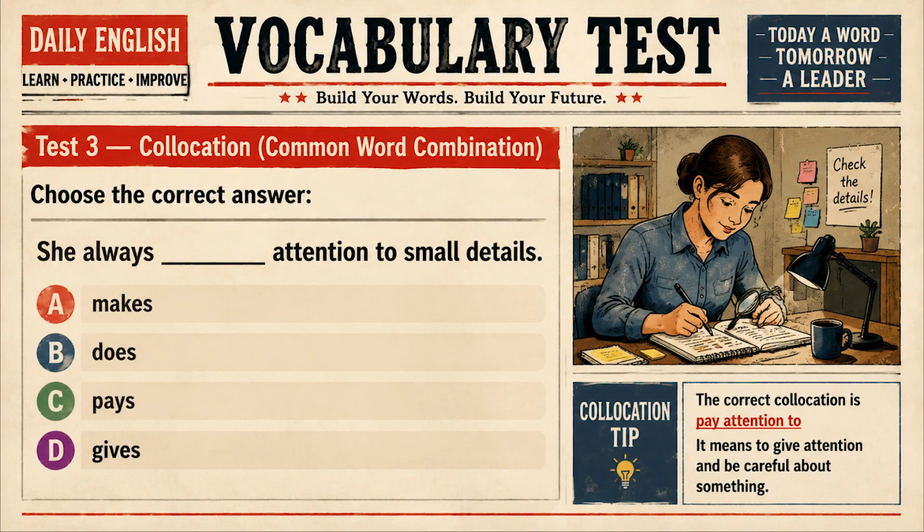This question is about collocations. Collocations are words that commonly go together in English. Learning collocations helps you sound more natural and communicate like a native speaker. Look at the sentence. She always pays attention to small details. Which option is correct? Makes, does, pays, gives. Take a few seconds and choose your answer.